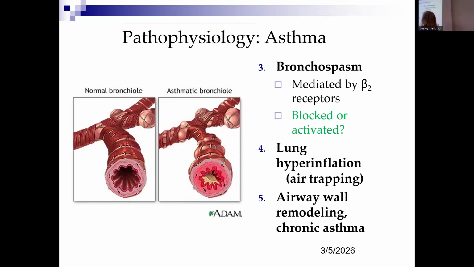And so if they're getting a bronchospasm, they're getting constriction, what's happening with the beta-2? Is it being activated or blocked? Yeah, because it's constricting. So we want something that's going to open it up. We don't want it blocked. We want the vasodilation.